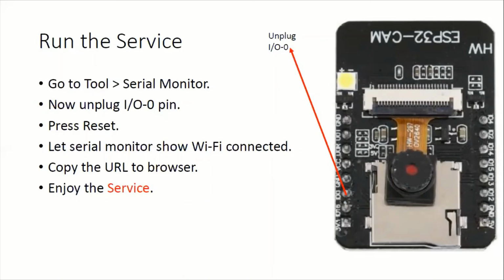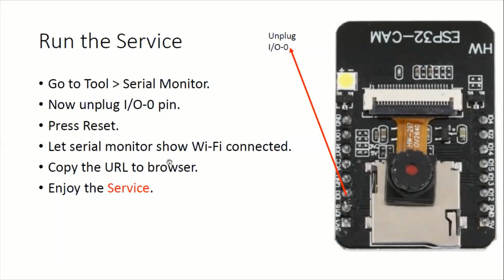It will show in the serial monitor that the Wi-Fi is connected. Then it will also give a URL, and you can copy that URL to your web browser, and when you hit enter, it will open the ESP32 camera service, and you can see that the camera is working properly, and you can also use face recognition, etc.